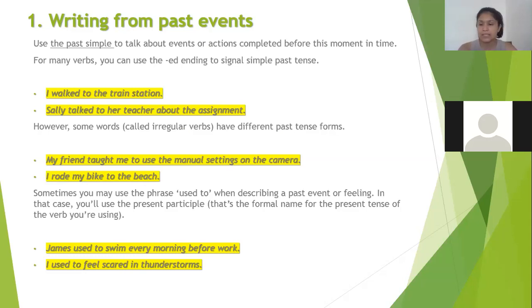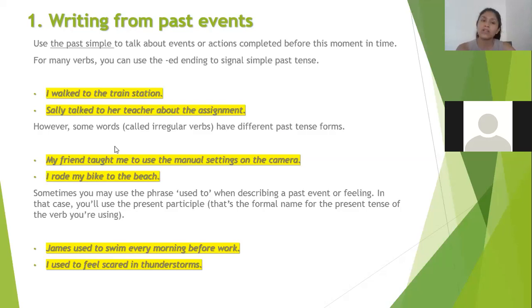For example, let's say that I'm gonna be writing about my last birthday. So I'm gonna start using the simple past because I'm gonna say on June 30, for example, was my birthday. I am using the simple past there. So I have here two examples. I walked to the train station. Sally talked to her teacher about the assignment. These two are actions that are already finished.